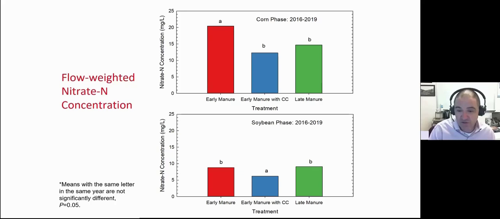So in both cases, if we applied it later or did the manure with cover crop, we could reduce that nitrate concentration and loss. You can see in the subsequent soybean phase, we really saw no difference if the manure had been applied early or late to the prior corn crop, but we did see a benefit when we were growing a cover crop. We were using cover crop both before corn and before soybean. So there was a reduction in nitrate concentration where we had used early manure with cover crop system in the soybean year.